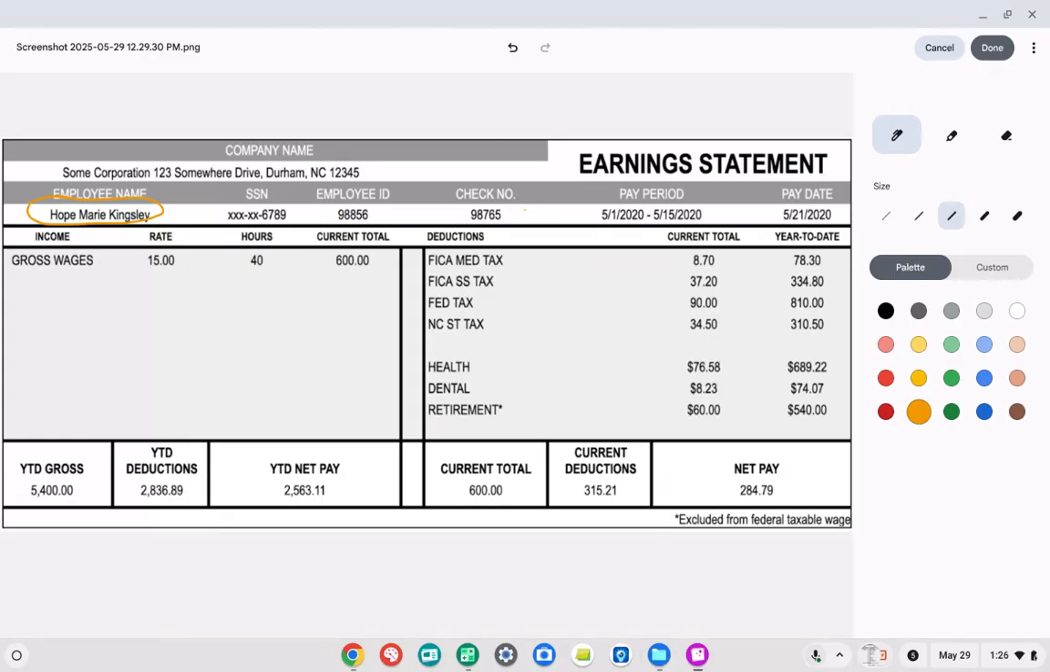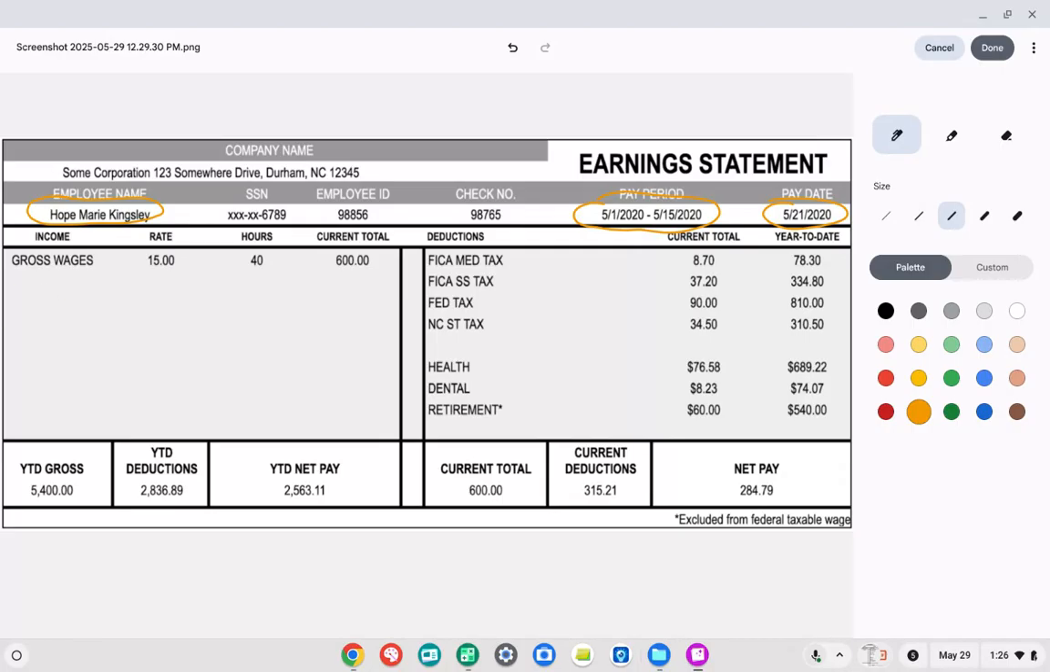The check number changes for each check. And it looks like the time that she is being paid for is between the dates May 1st and May 15th. Looks like she's being paid twice a month because this is half of a month. And the pay date, the date that she is receiving the check, is on May 21st. So on May 21st, the money comes into her account, and that money has been earned during this time.